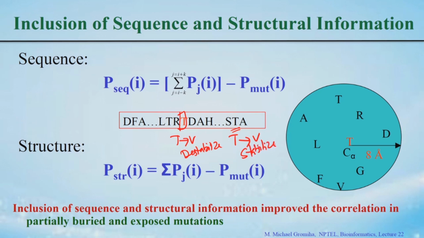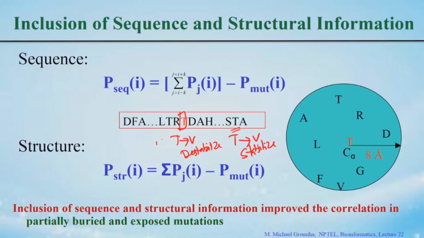In this case, if you take the property values, any property value of valine minus threonine, you get one value, but the value is the same even if you take this position or this position. If the first destabilizes and the second one stabilizes, then it is difficult to account for both cases.